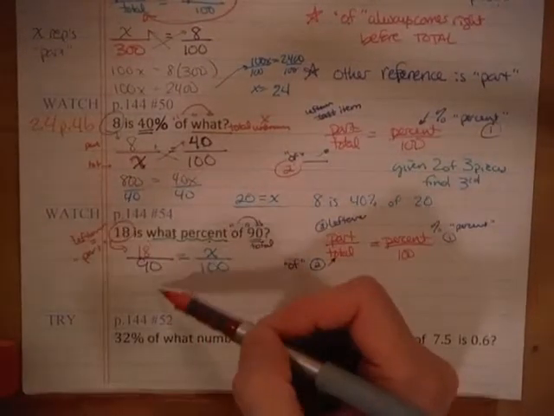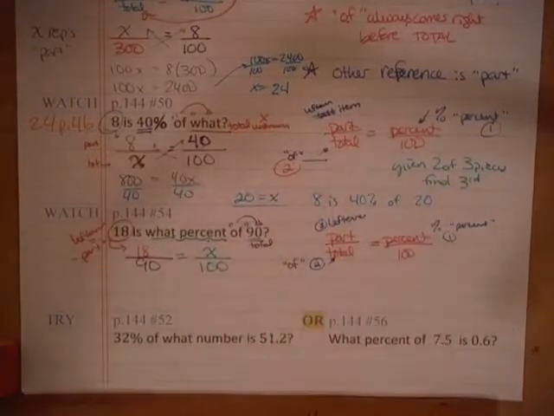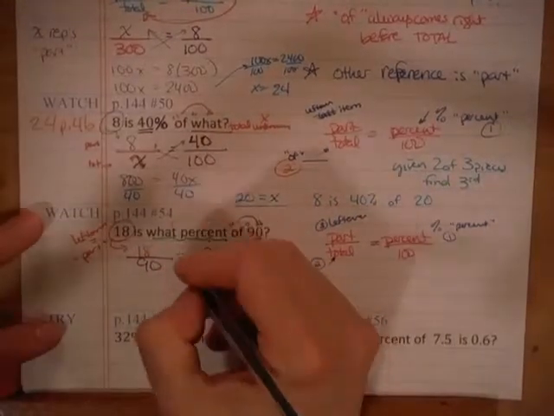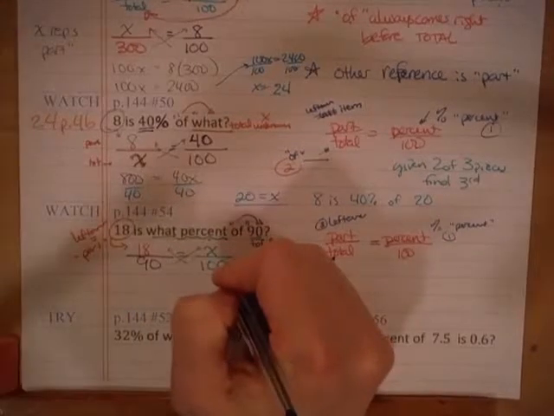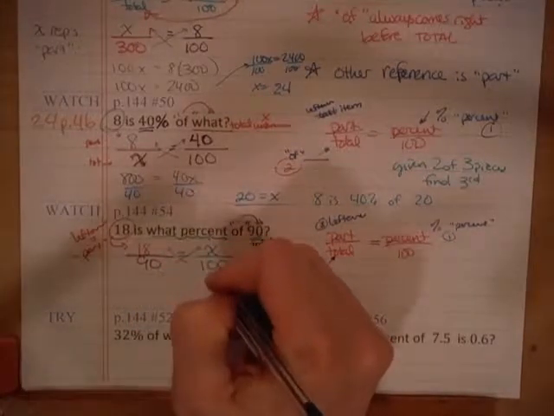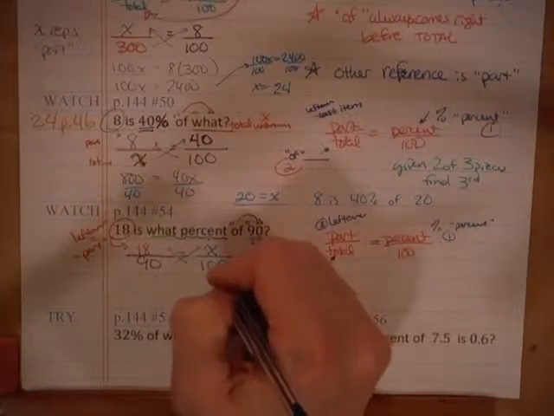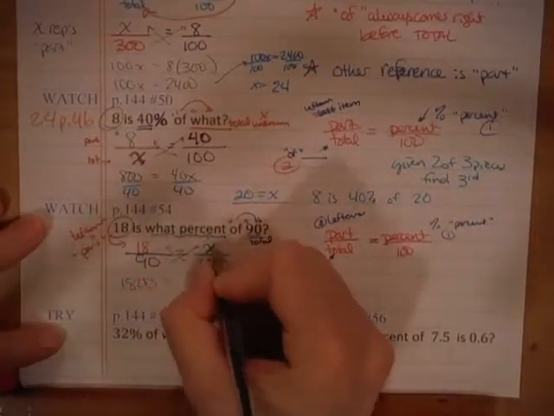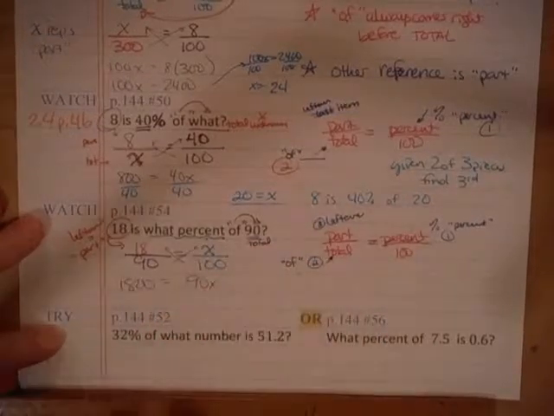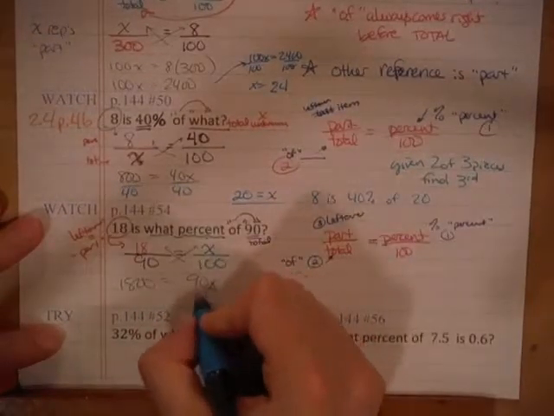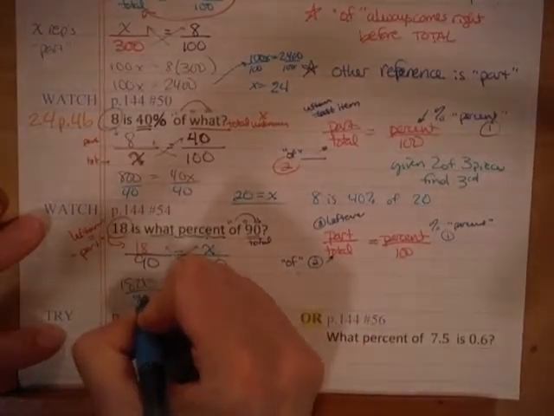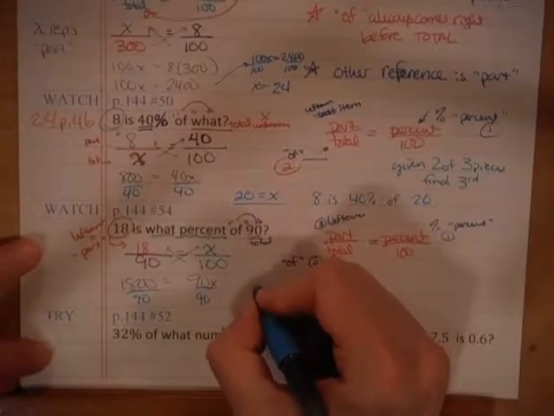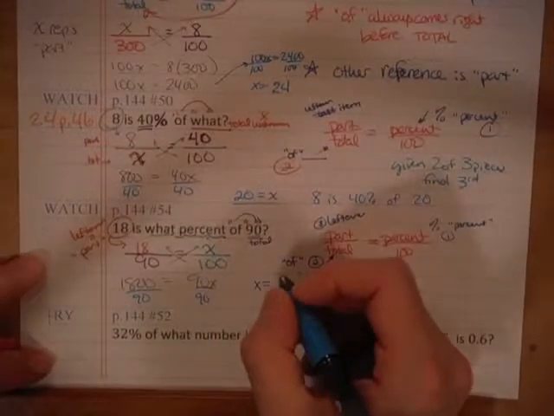And now I've got 18 over 90 is equal to x over 100. I'm going to cross multiply because I've got one fraction equal to one fraction. That's when you want to cross multiply. 100 times 18 is 1800, equal to 90 times x, is 90x. I solve this by dividing both sides by 90. And then x is equal to 20.